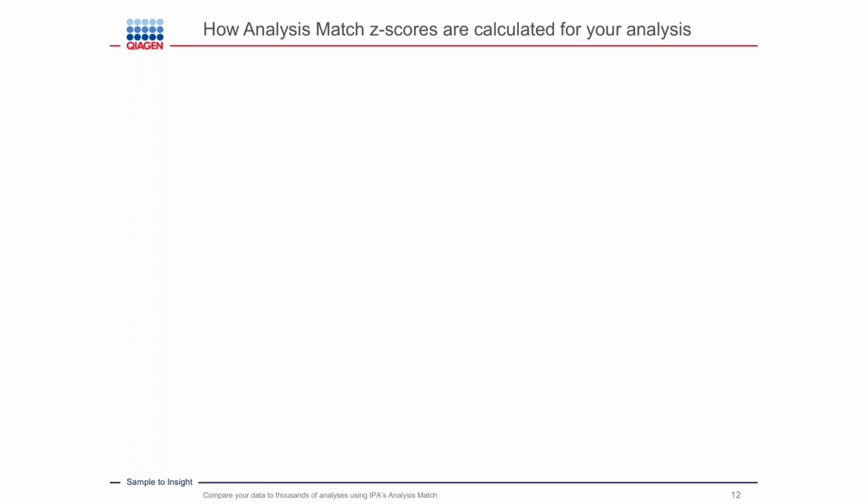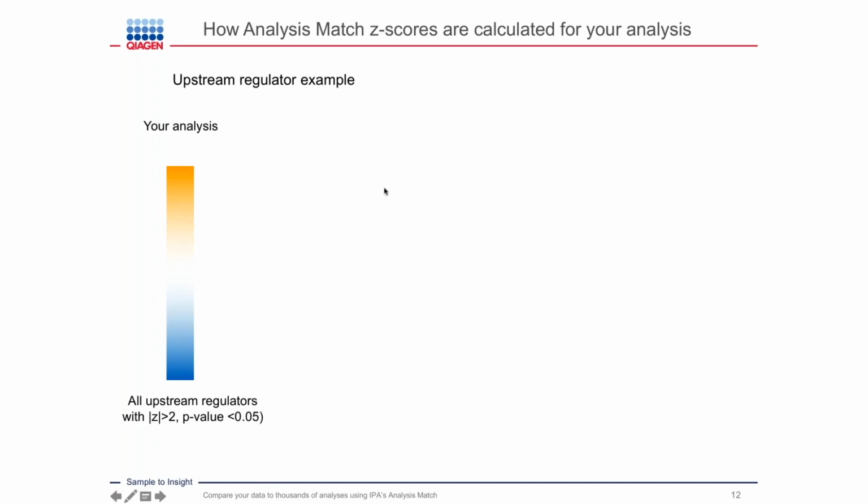So first, what we do here is we match the analyses. We're going to use an example of upstream regulators. And now we have a new gradient. Here the color blue stands for all of the upstream regulators in your analysis that are inhibited, and orange represents those that are activated. And just as a reminder, when we're looking at those activity predictions, the statistically significant z-scores have an absolute value of 2 or greater. And those are represented by the darkest colorings in this gradient.